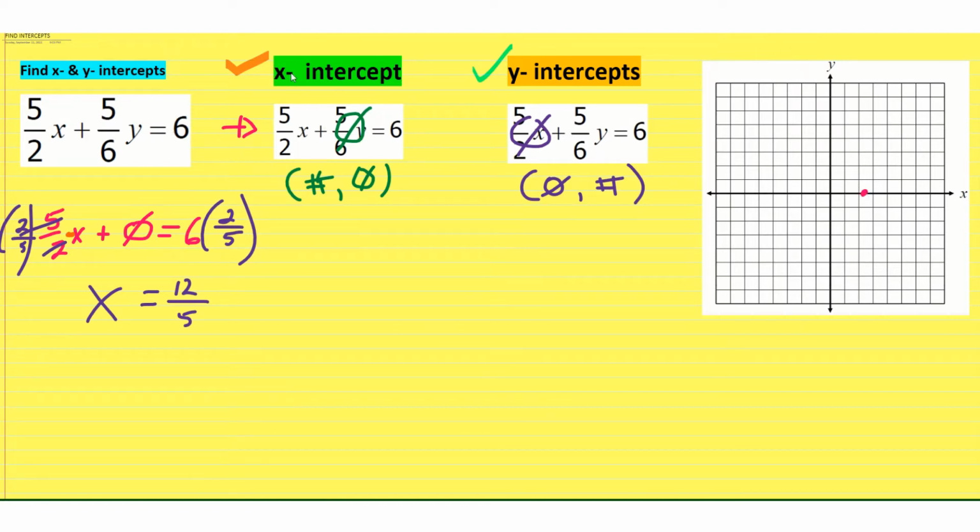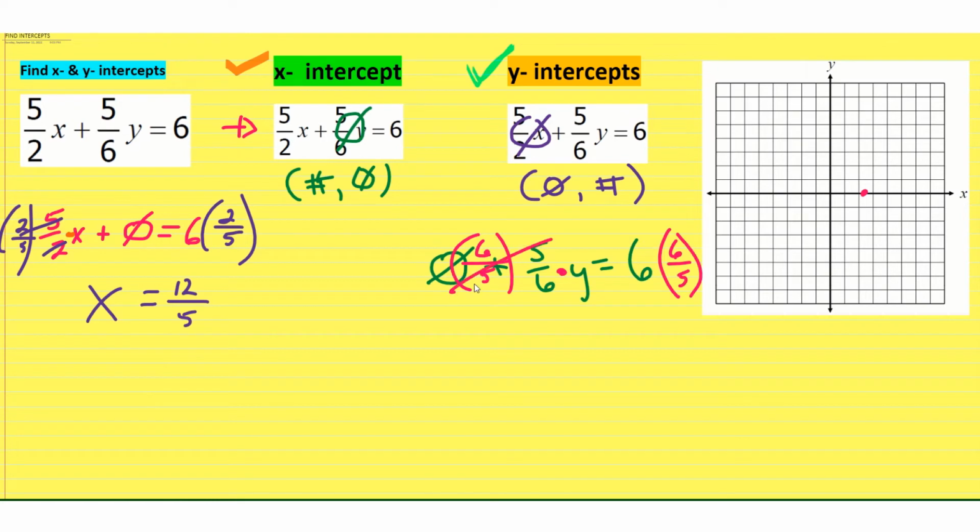Okay, so then let's go ahead and consider the y-intercept. Again, we're going to solve it, and we're going to assume that the x is equal to 0. 0 times 5 halves is just 0. So then it's plus 5/6 y is equal to 6. And like I said, the 0 just is of no consequence, but how do I get rid of the 5/6 that's being multiplied times the y? Well, I'm going to multiply on both sides by the reciprocal of that fraction. So the reciprocal is 6/5.